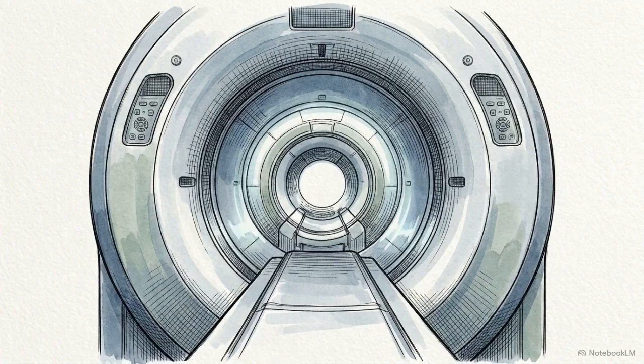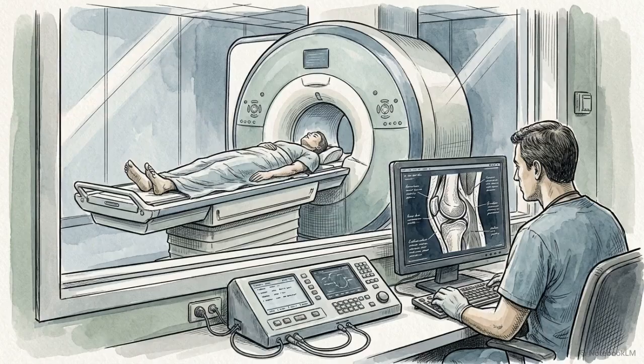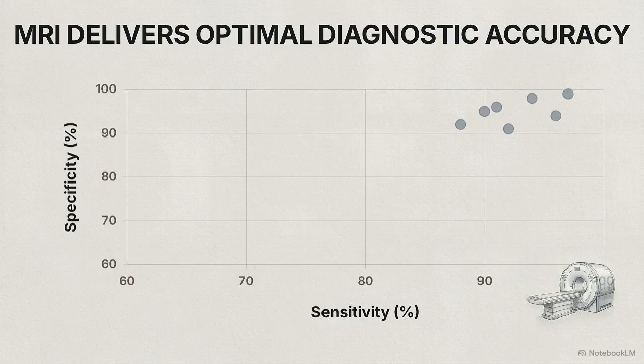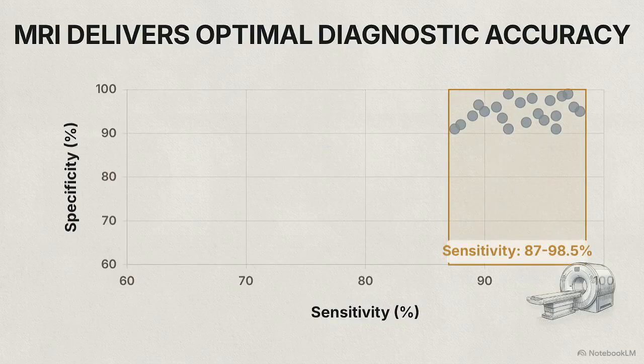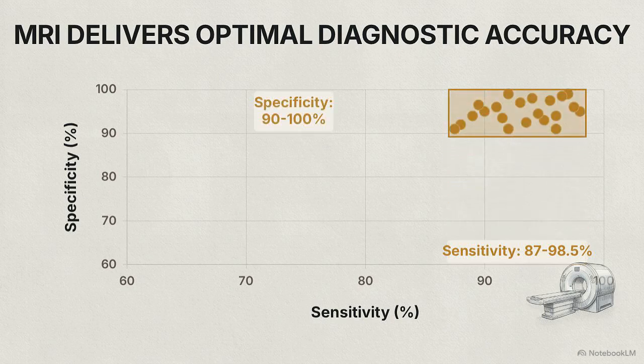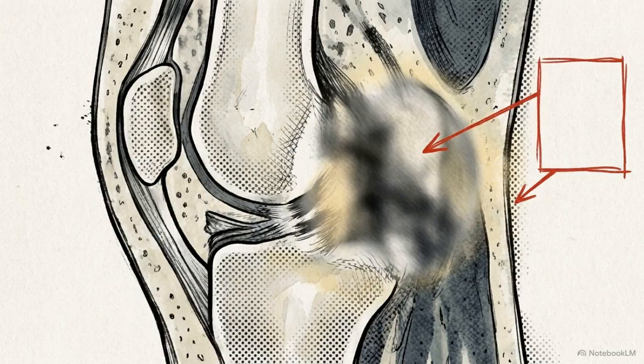This brings us to magnetic resonance imaging. It is the most widely used non-invasive modality, and patients often view it as an infallible snapshot of their injury. The meta-analysis data supports its strong reputation. MRI delivers a high sensitivity range of 87% to 98.5% and specificity between 90% and 100%. Looking at this medical MRI slice, we find false positive and false negative rates reaching up to 13%.